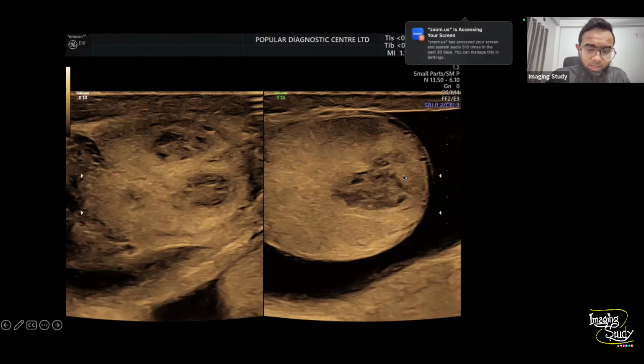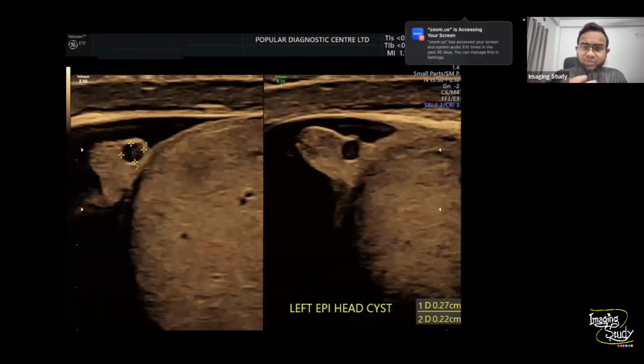Everything depends on the Doppler. We also checked surrounding areas, like on the left epididymal head, we found a tiny cystic area here. This is a very tiny cyst, but it's a very common finding during our scrotal ultrasound practice. So, very tiny cystic structure, ignore this structure.